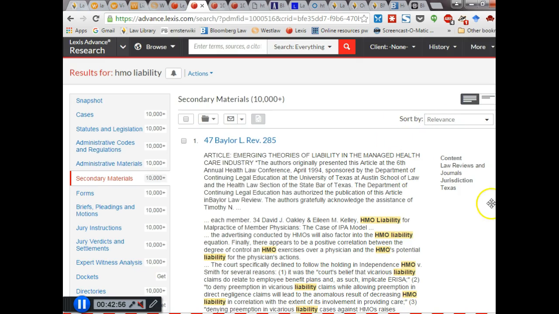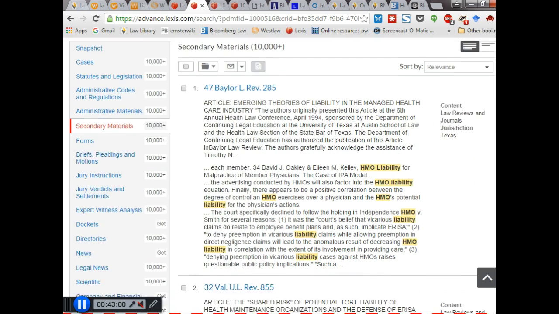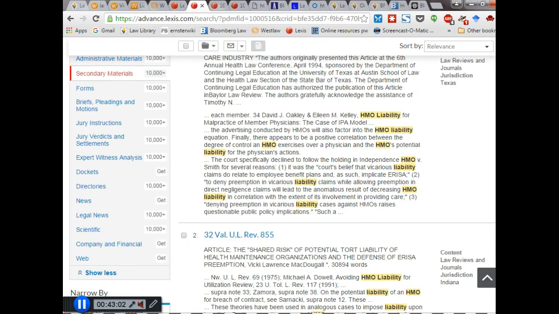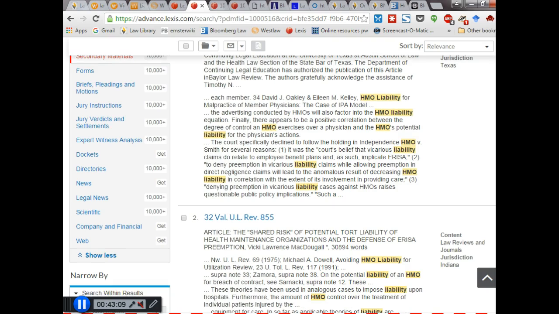So, what tends to happen with secondary source searches when you narrow to secondary materials is you get a lot of law reviews, which isn't a bad thing. We'll be talking about using law reviews and finding law reviews next week. But if you don't really want the law reviews because they tend to be very specific on a very narrow issue, then that's where you might want to narrow some.